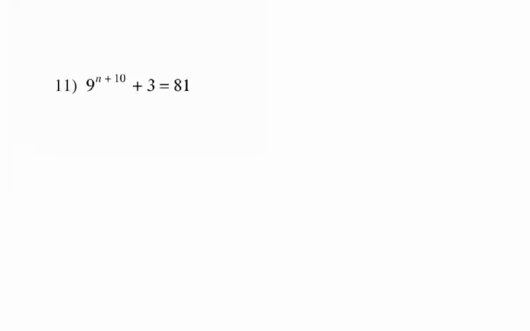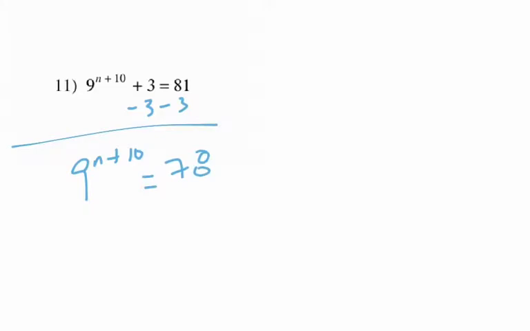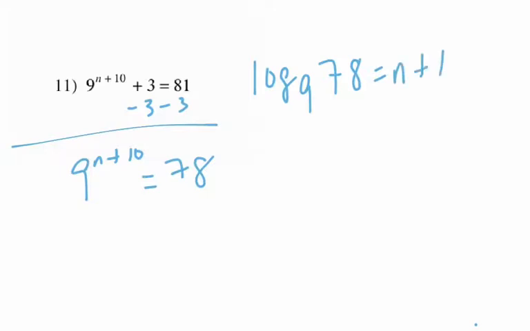So number 11, again, we want to make sure that we isolate the base. It's super important that we isolate the base. So we're going to get rid of this 3 by subtracting 3 from both sides. So now I have 9 to the n plus 10 is equal to, in this case, 78. That is a very ugly 8. So let's do this. And then we are going to write it logarithmically. So it's going to be log base 9 of 78 is equal to n plus 10.